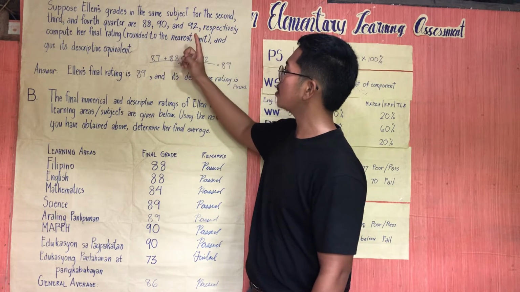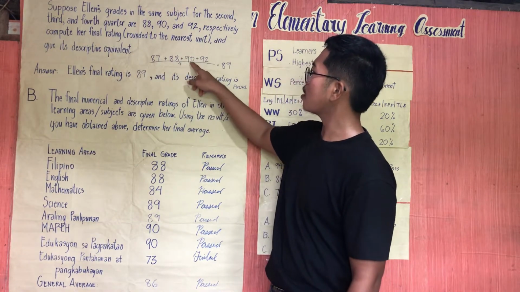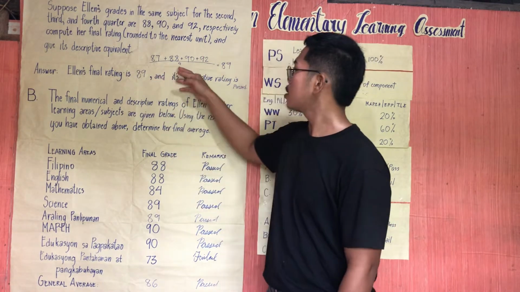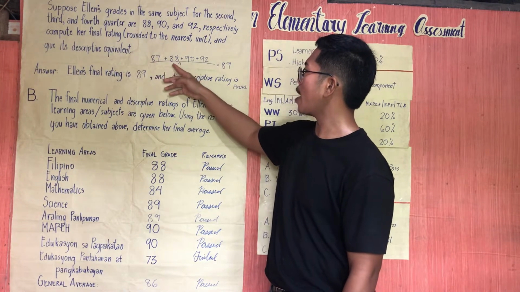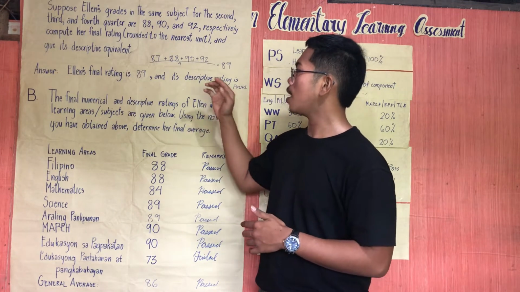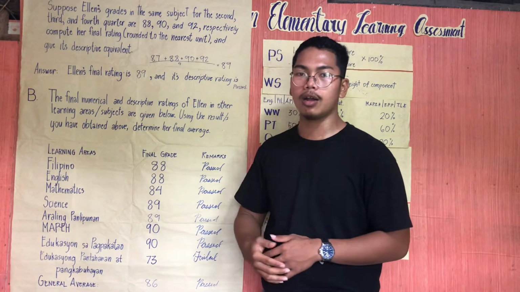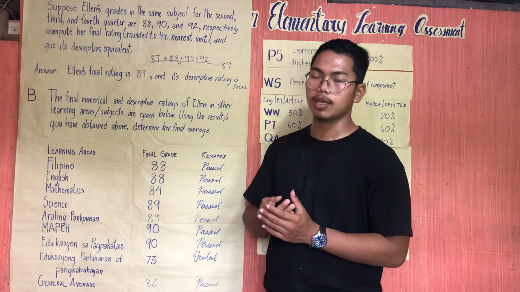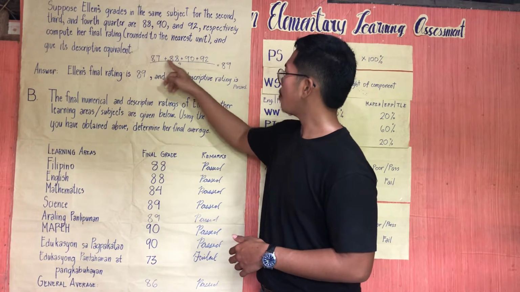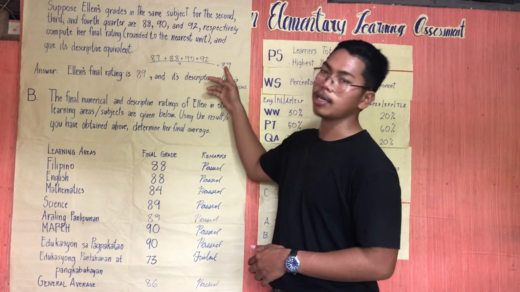The given grades of Ellen's for the second, third, and fourth quarter are 88, 90, and 92. Now, we will add 87, 88, 90, and 92, and divide them by 4 because the grading periods are 4: the first, second, third, and fourth quarter. And so, the summation of 87, 88, 90, and 92 divided by 4 is 89.